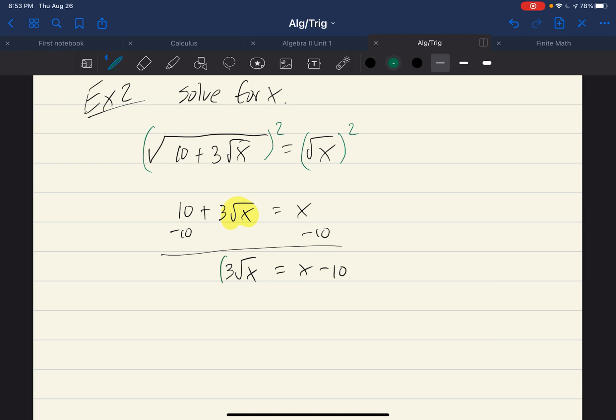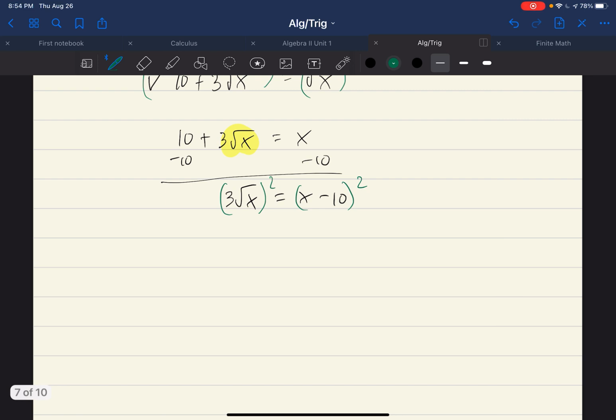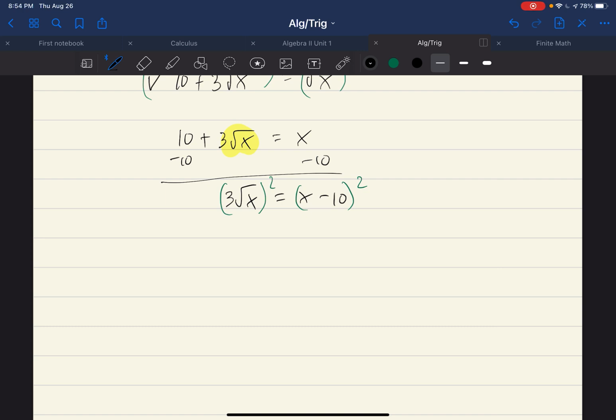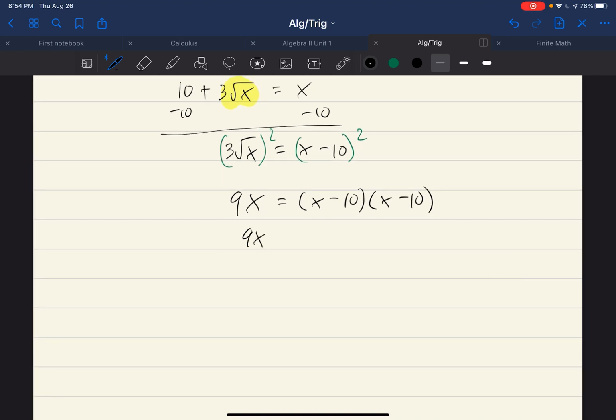So I'm going to square each side of the equation again. And I've got that whole binomial thing, so I have to write it down twice. Squaring here, 3 squared is 9, so I get 9x, and then this has to be written down twice like we did before, and it's got to be FOILed out. So we get 9x is equal to the x and the x multiply together, make x squared. There's a negative 10x, and then negative 10x again, and plus 100.